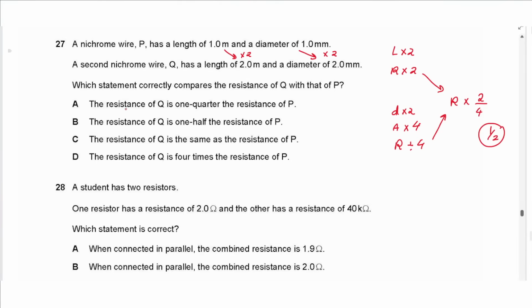So the choice is the resistance of Q is 1/4. No, it's 1/2, so B. Yes, the answer is B.